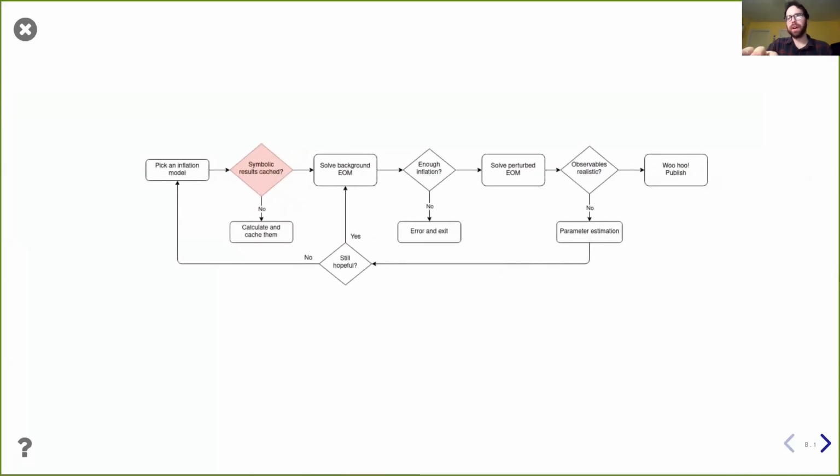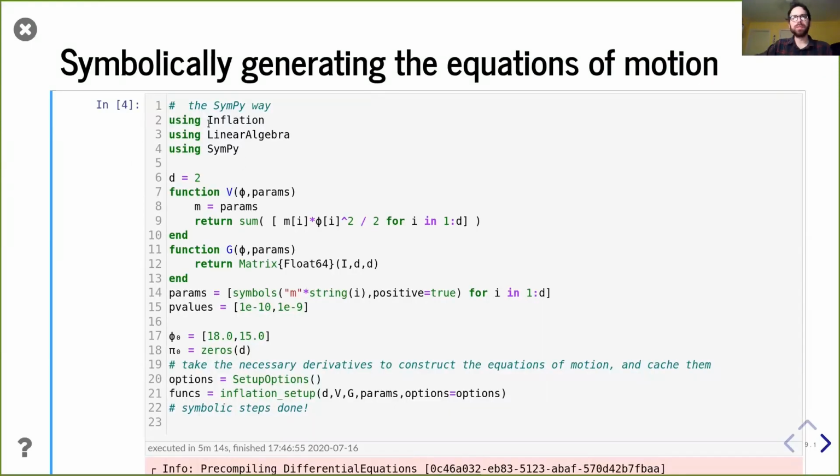Okay, so let's talk about how we put in the symbolic results and cache them. The setup is fairly simple. We just say using Inflation, using SymPy, LinearAlgebra. This model, I'm typing in the potential here. It just depends on two fields. Set the field dimensionality here. So for now, it's just each field squared times a mass divided by 2. So it's kind of x squared times something plus y squared times something.